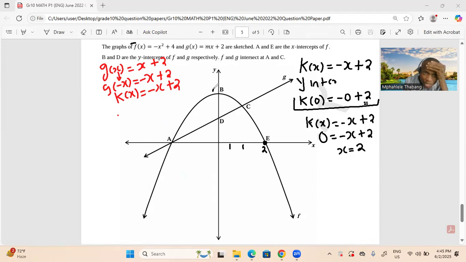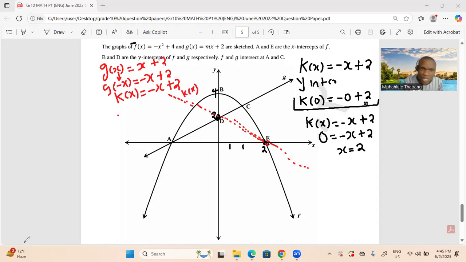At D, don't forget that the coordinates of D are 0 and 2, so 2 again is here. So the straight line of k of x is this one. You must pass through D, and it should be a straight line. Yes. So now I have this straight line of k of x.